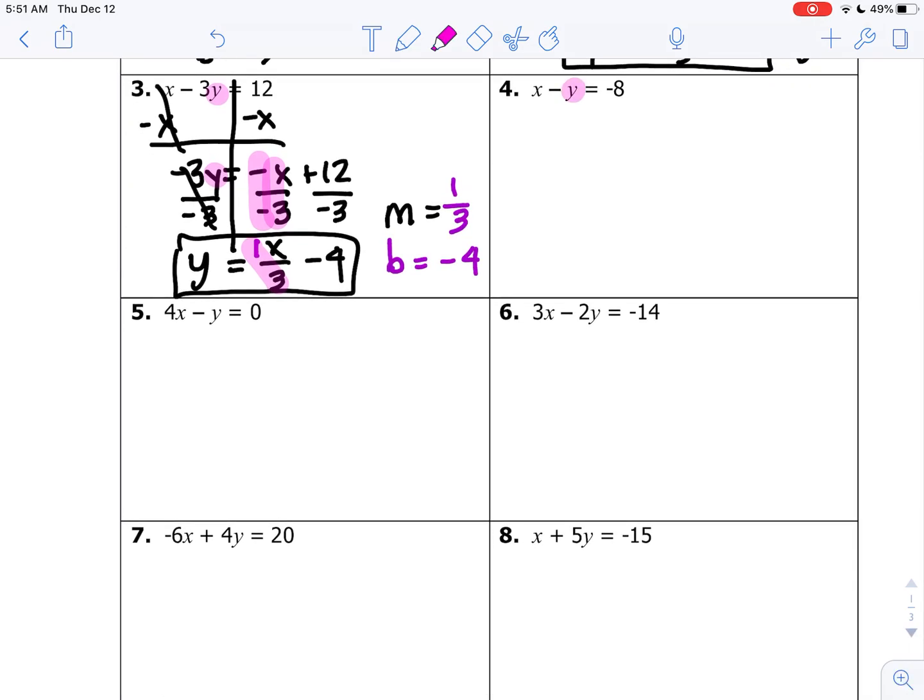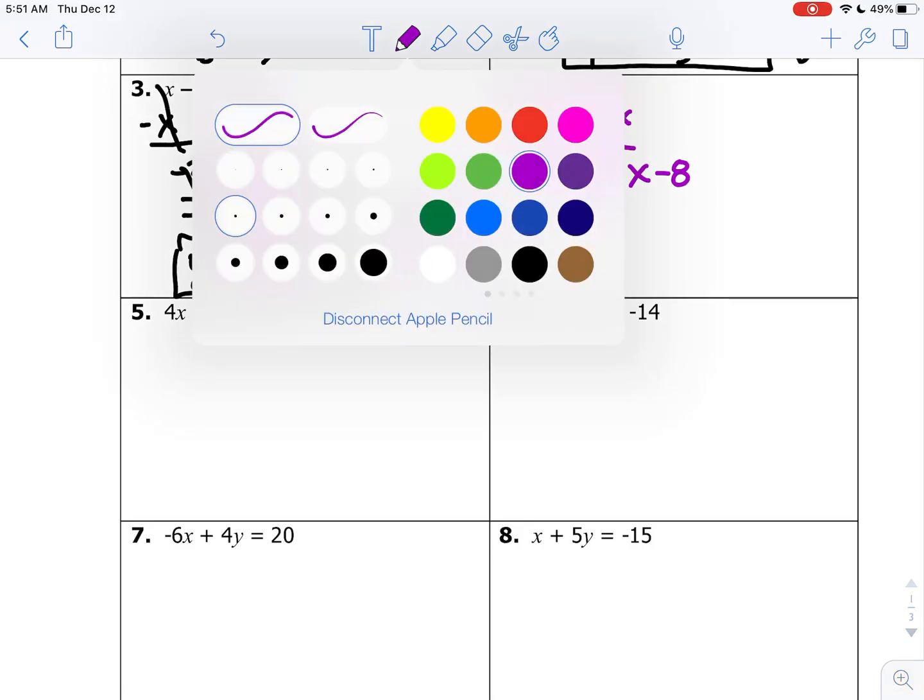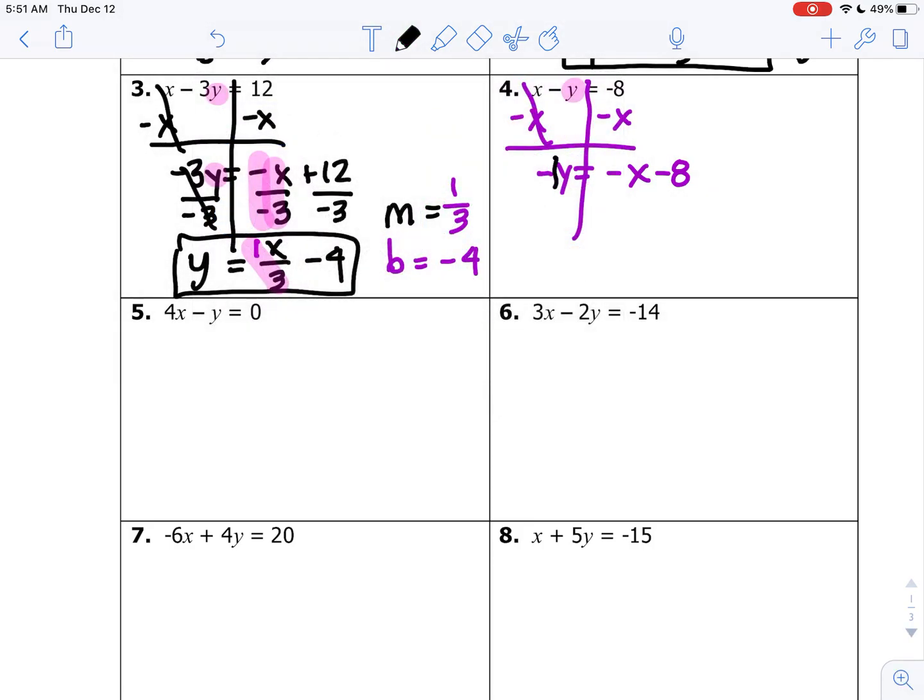Okay, number 4, I'm trying to get that y alone, so I'm going to subtract x first from both sides. That cancels out. I have negative y equals, I'm going to put the x term first, so negative x minus 8. And then the y is not by itself yet because it has that negative in front of it. So that's like the same thing as saying a negative 1, right? So we're going to divide by negative 1. And remember, we divide by negative 1 to everything. So we have y equals, and that just changes the signs. So it's a positive x now, and it's a positive 8.